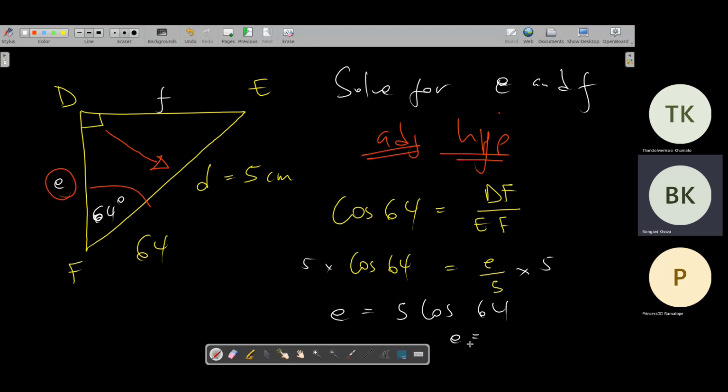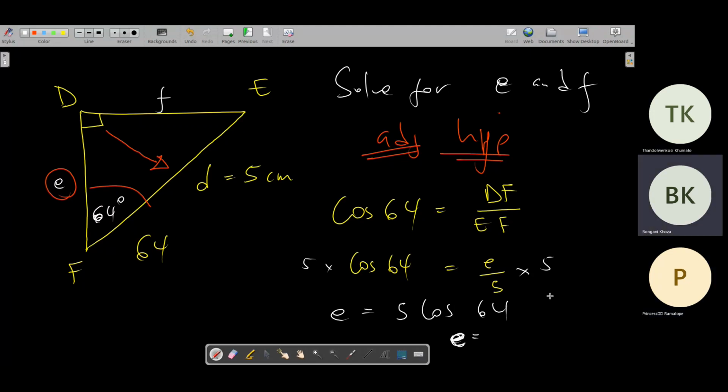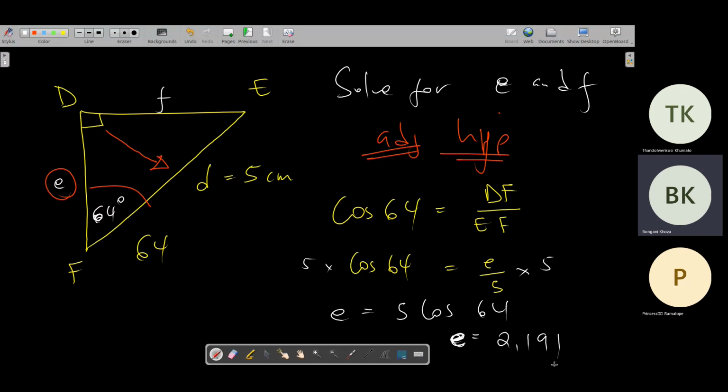What did we get? The angle was wrong, but this is the process we follow. 2.191. So that means the side E is 2.191 centimeters, right?